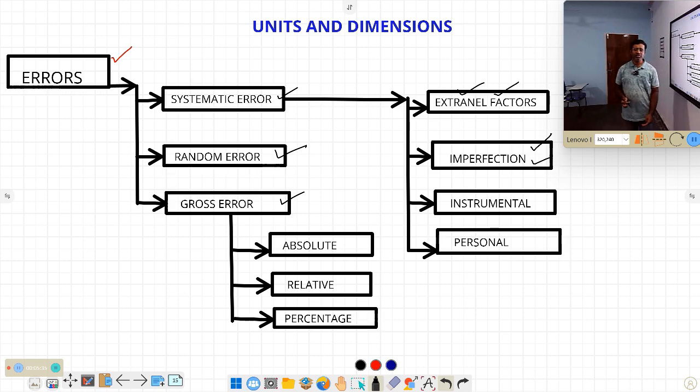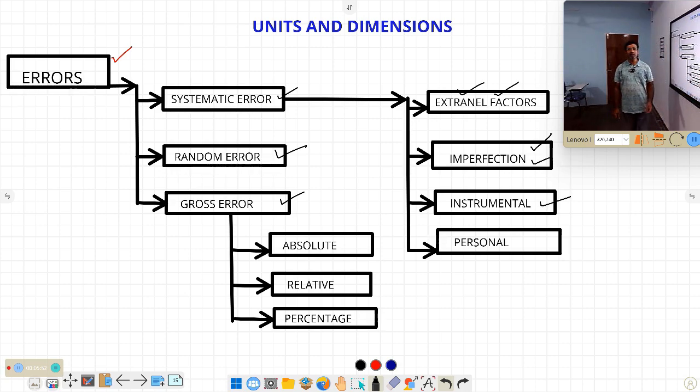Imperfection errors always occur whenever you are measuring things in the wrong way. That error is called imperfection error. This imperfection error sometimes also takes place due to the instrument, right? Next one, instrumental error. What is the instrumental error?